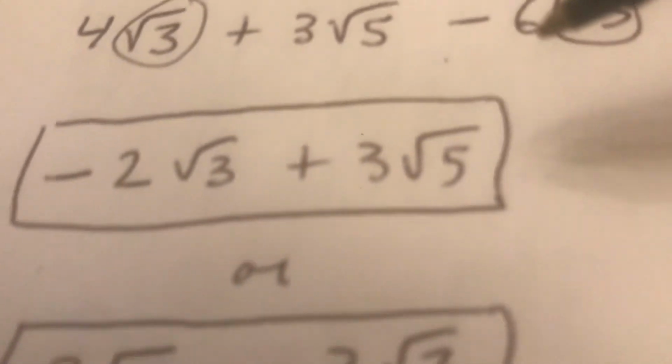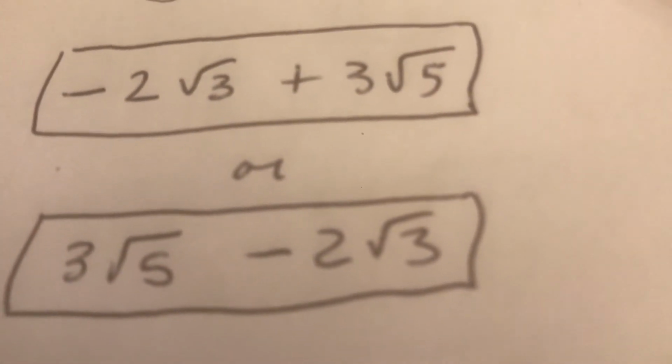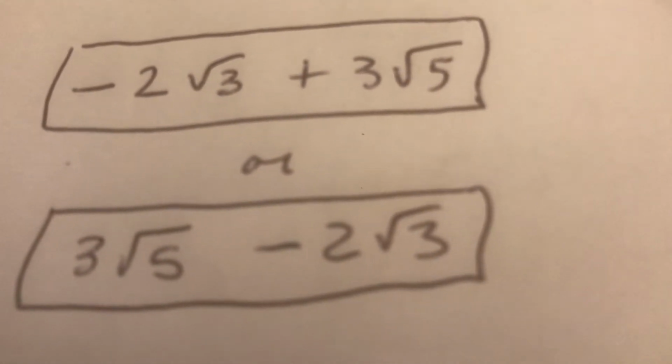Now you could also write that with the minus sign in the middle. You could bring this to that side: 3 square root of 5. You don't have to write the plus when it's the first one. Minus 2 square root of 3.